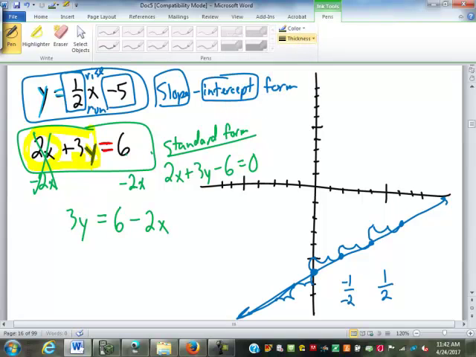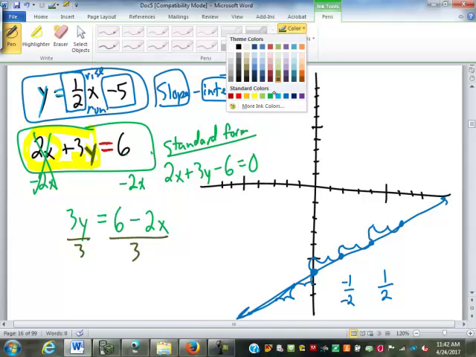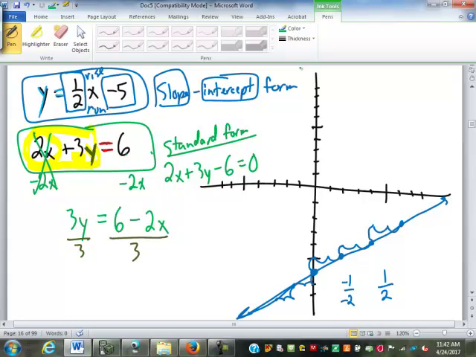Then the last thing we have to do is divide by the 3. And you recall from last week, we discussed that when we multiply or divide an equation, we have to multiply or divide every digit on each side. So here 3y is a digit. We divide by 3, cancels out the 3, leaving us with y. On the right side, we have two digits. We have the 6 and we have the negative 2x. So we're going to do 6 divided by 3 is 2. Negative 2x divided by 3. So negative divided by positive is a negative.